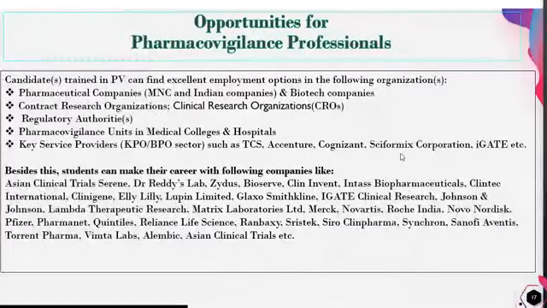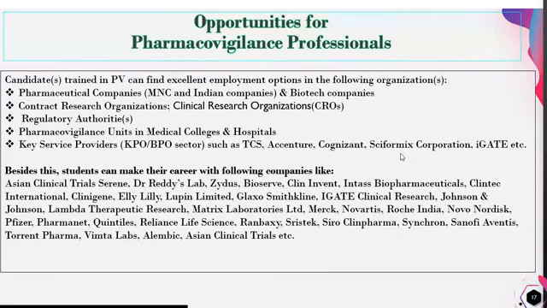So what are the opportunities for the pharmacovigilance professionals here? Candidates trained in PV can find excellent employment options in the following organizations: pharmaceutical companies, basically multinational companies and Indian companies, because we are in the Indian context. Indian companies also have these opportunities, as do multinational companies, biotechnology companies, contract research organizations, clinical research organizations, regulatory authorities, pharmacovigilance units in the medical colleges and hospitals, and key service providers, KPO, BPO sectors.